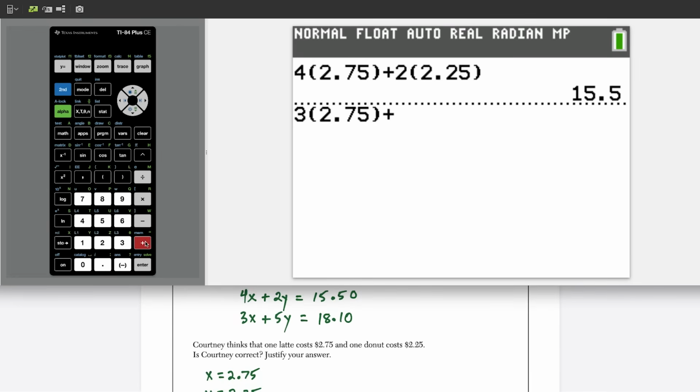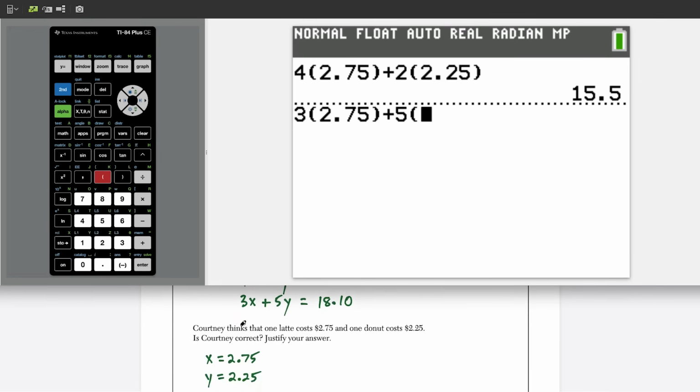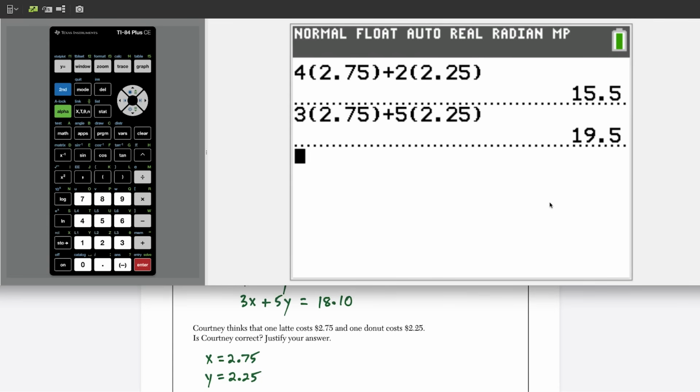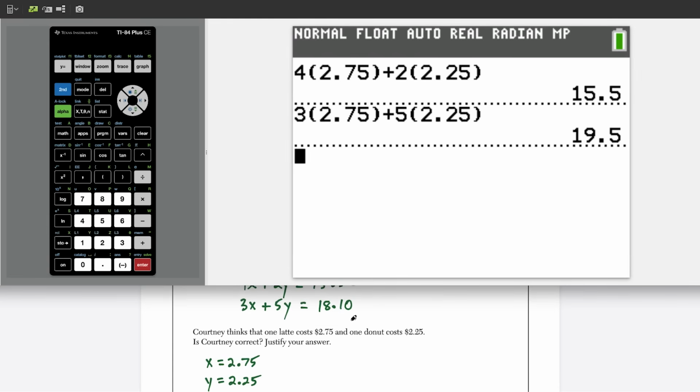And then plus 5 times y is 2.25. And let's see what this works out to. This works out to 19.50, which does not match the 18.10. So the second equation is the one we're going to use to say that Courtney is incorrect, because these values do not satisfy the second equation.